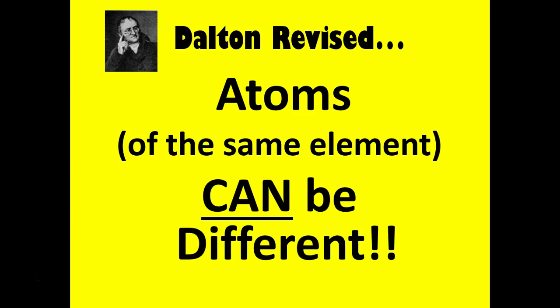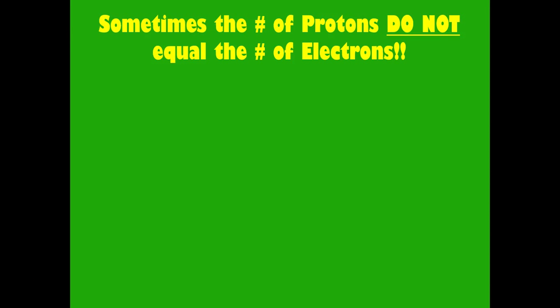So Dalton had this idea. He said all atoms of the same element are the same. What we've talked about here is how atoms of the same element have the same number of protons, but they can be different if they have a different number of electrons or neutrons. And so we're going to talk about both of those different cases here. In this case, we're going to talk about protons and electrons.